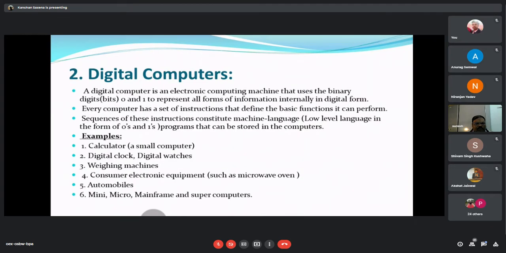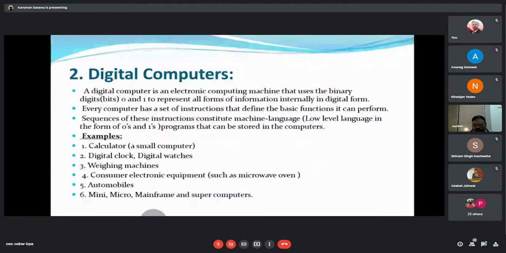The second category is digital computers. Digital computer is an electronic computing machine that uses the binary digits, bits 0 and 1 to represent all forms of information internally in digital form. Every computer has a set of instructions that define the basic functions it can perform. Sequence of these instructions constitute machine language, low-level language in the form of 0s and 1s, programs that can be stored in the computers. Examples of digital computers are calculator, a small computer, digital clock, digital watches, weighing machines, consumer electronic equipment such as microwave oven, automobiles, mini, micro, mainframe, and supercomputers also fall under the category of digital computers.